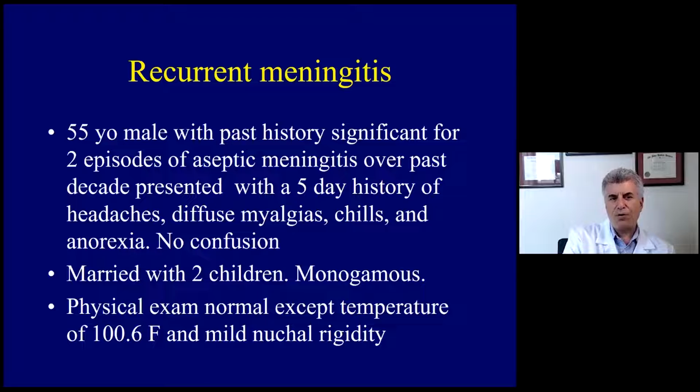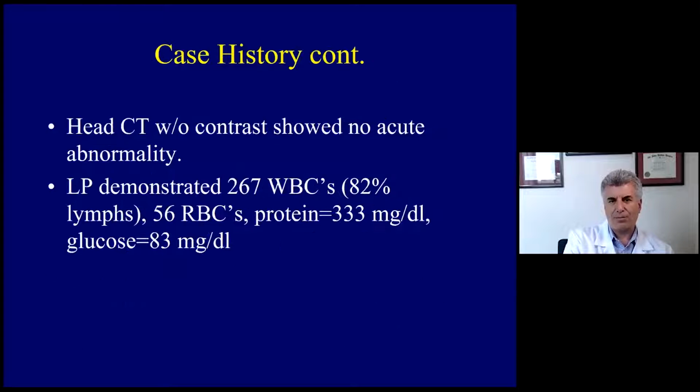It's a 55-year-old male with a past medical history significant for 2 episodes of aseptic meningitis over a decade before. He presents with a 5-day history of headaches, diffuse muscle aches, chills, anorexia. There's no confusion. He's married with 2 children, monogamous. His exam is normal except for a low-grade temp at 100.6 Fahrenheit and mild neck stiffness. His head CT without contrast is normal.